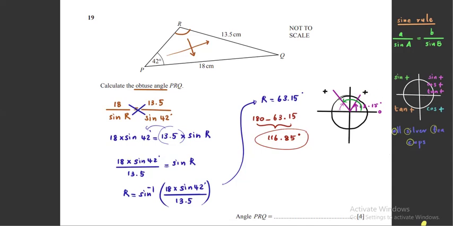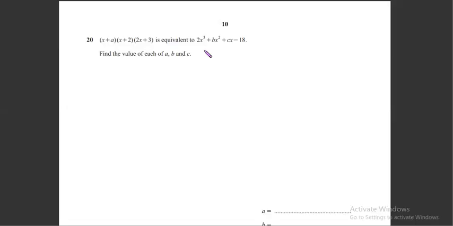Let's move on to the next question that we have. In question 20, we have 3 brackets given to us, and it states that when we multiply them, it is equivalent to 2x cubed plus bx squared plus cx minus 18. We need to find what a, b, and c are.